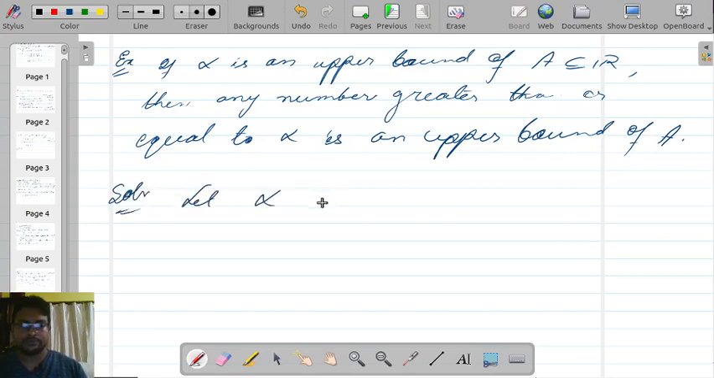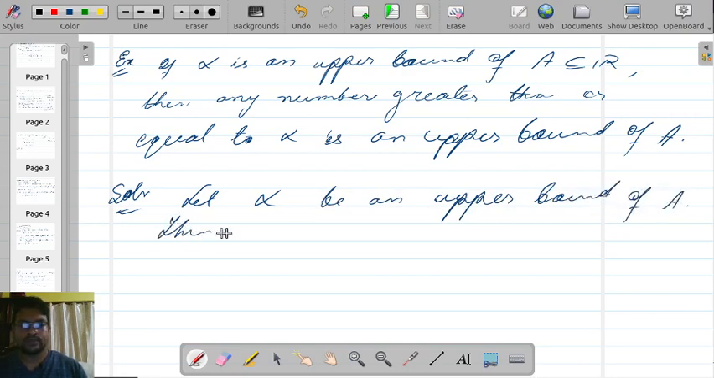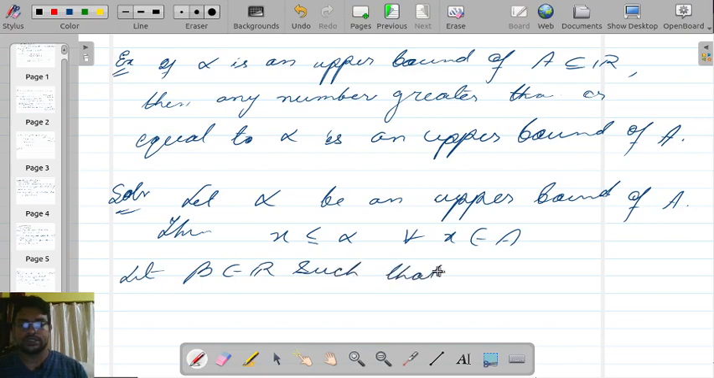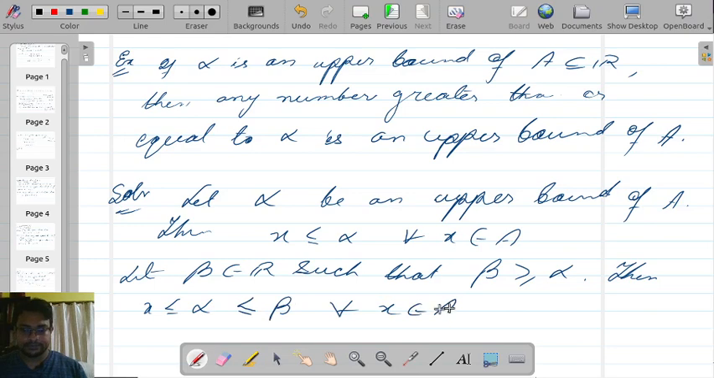Let alpha be an upper bound of capital A, then x is less than or equal to alpha for all x inside capital A. Now let beta belong to real numbers such that beta is greater than or equal to alpha. Then x is less than or equal to alpha, and alpha is already less than or equal to beta, for all x inside A, right.